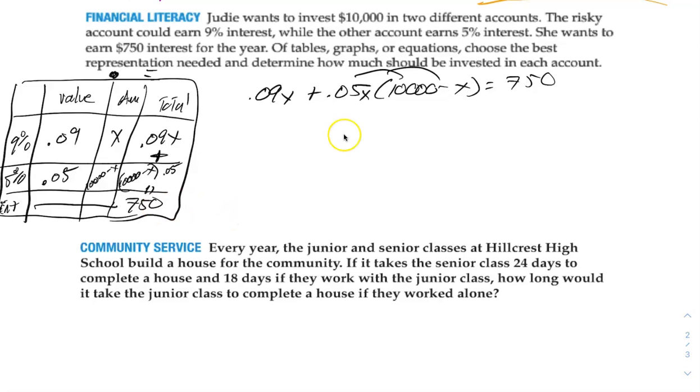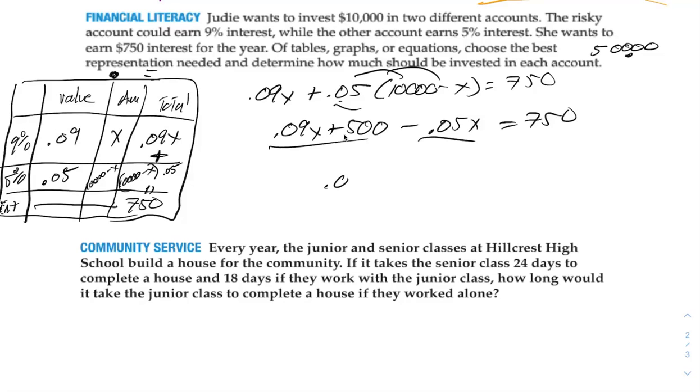There we go. 0.05 times 10 grand is 500,000, and then 2 decimal places, so right there, $500 minus, oh, it's only 0.05, not 0.05x. Sorry about that. $500 minus 0.05x, 0.09x is right there, equals 750. Simplify. 0.04x, subtract 500, equals 250. Like that.